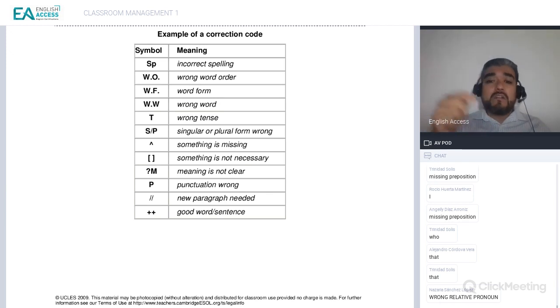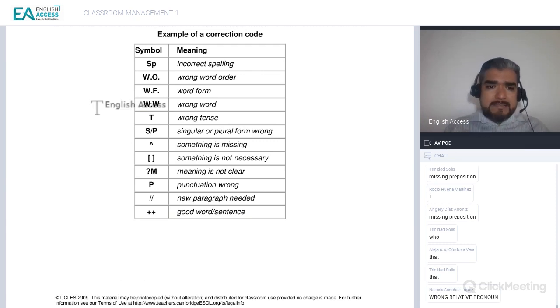Instead of telling them, okay, it should be like this, you tell them you have a spelling mistake here, and they correct the spelling mistake by themselves. So you train them to identify and correct the mistakes by themselves, which is the most important. You have incorrect spelling, wrong word order, wrong form, wrong word, wrong tense, singular plural form wrong, something is missing, something is not necessary, meaning is not clear, punctuation is wrong, new paragraph needed, good work sentence. Okay, this is a good sentence, this is good work. So this correction code can help your students identify mistakes easier and correct the mistakes by themselves.